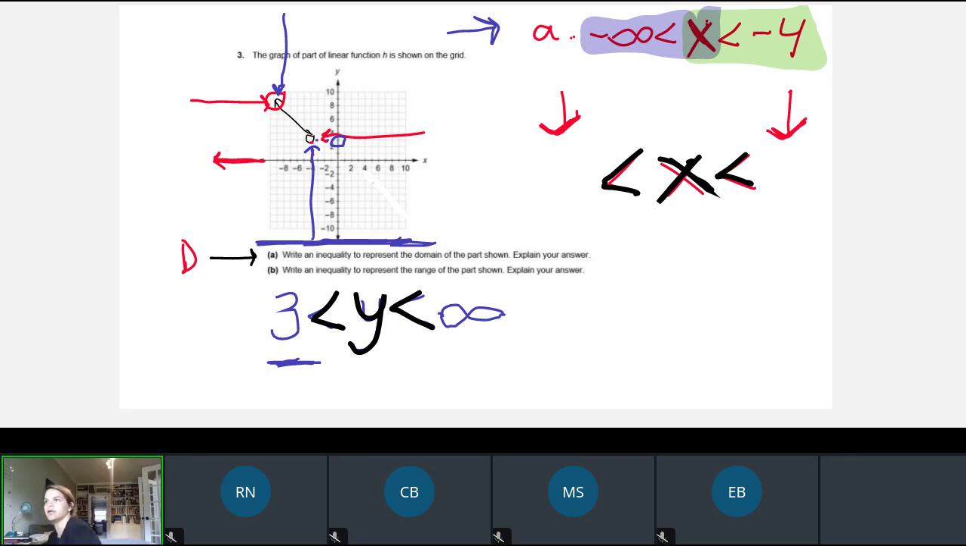Good. There you go. Perfect. Good, Erica. Yep. So, yep, perfect. There you go. You got it. All right, Nevaeh, let's look at yours. Perfect.